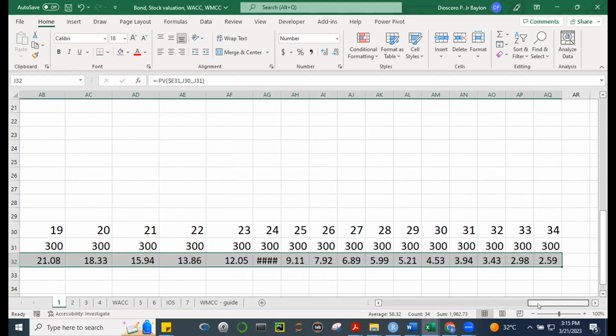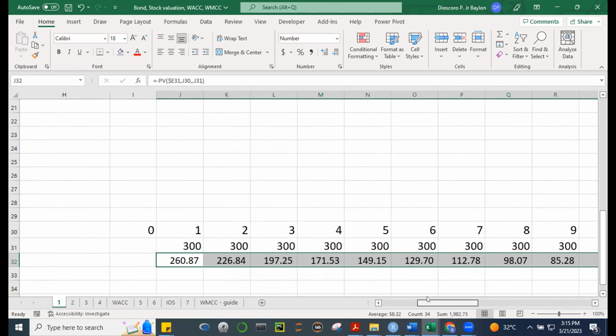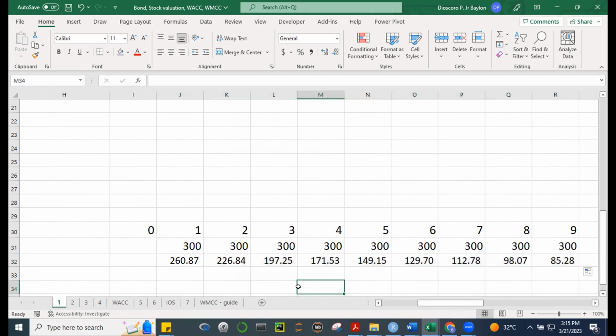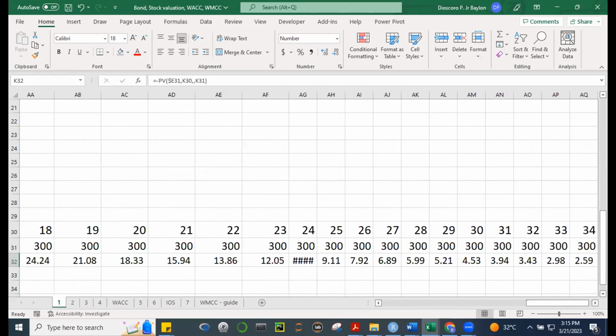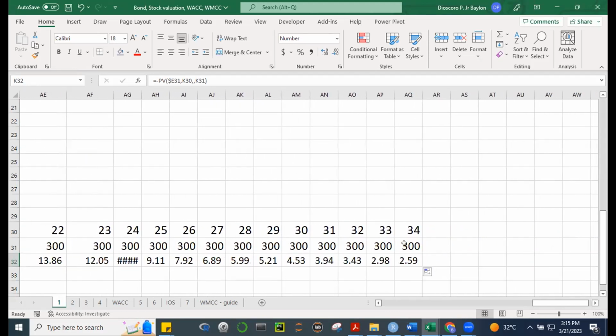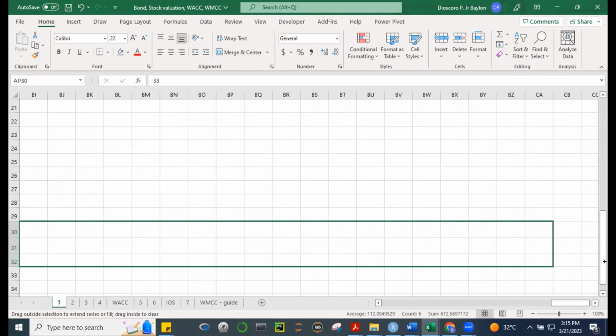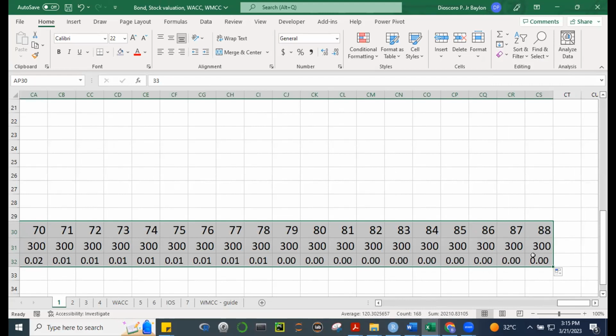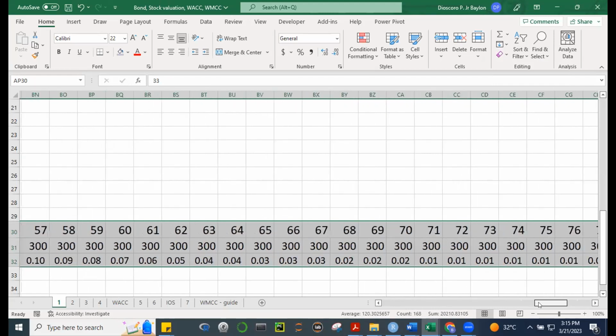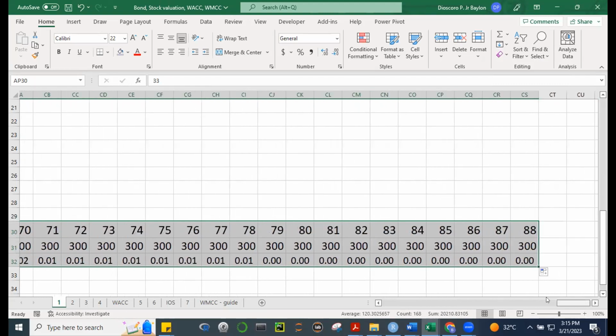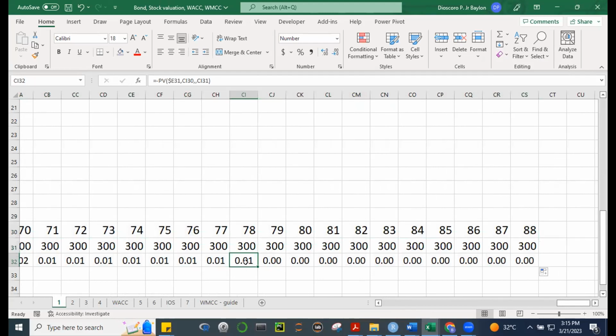what do you notice about the present values? They're getting smaller, sir. They're getting smaller. So in year 2, the present value is already 226. This 300 at year 2 is 226. By the time we get to year 34, it's only 259... I mean, much smaller. Let me copy this and add more. If you keep adding the years, it's practically zero by year 70, 71. The present value of 300 after 78 years is 0.01, very, very small already.